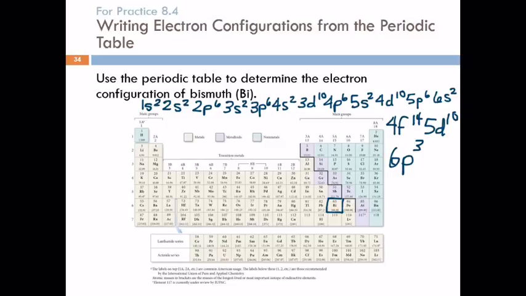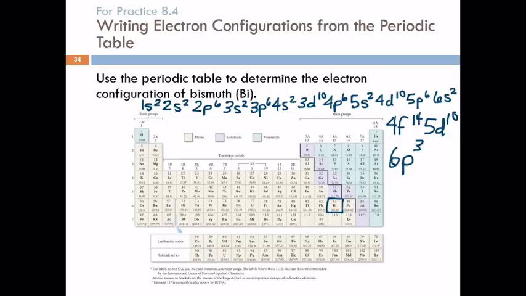So how do you learn how to do this? How do you get good at it? You practice. Okay? You can do homework problems. You can go back and do the ones we've done in lecture, but you can also just pick a random element and practice writing out the electron configuration. And you can look them up and check your work.